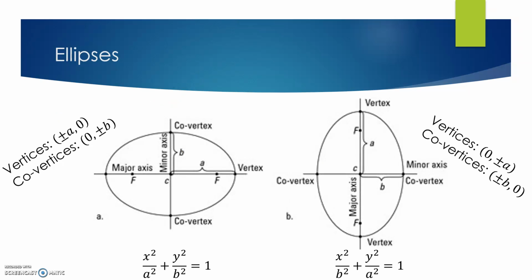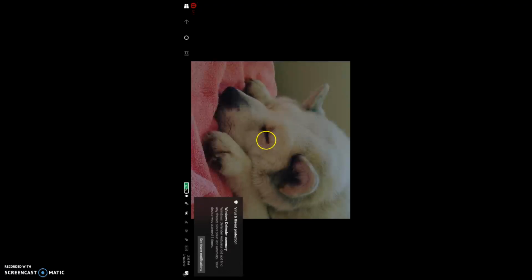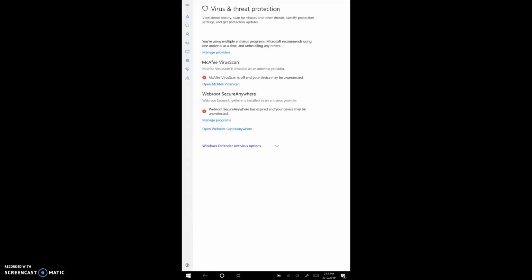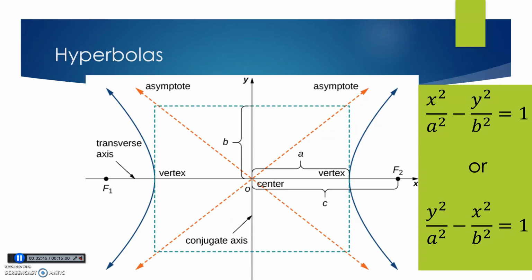We looked at ellipses, so these are our two big formulas here and here. Just remember these formulas for vertices and covertices. So take a minute and write those things down. Sorry about that. Technology thinks it's smarter than me today.